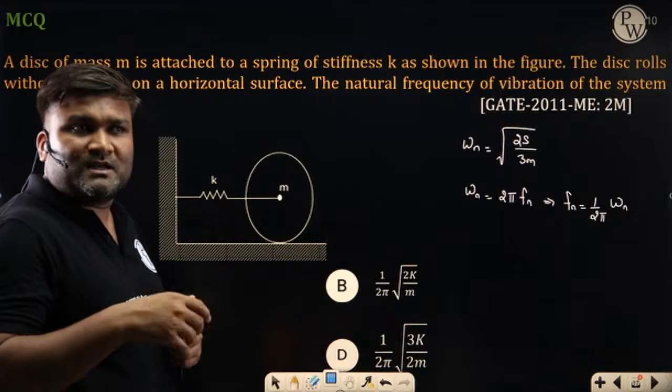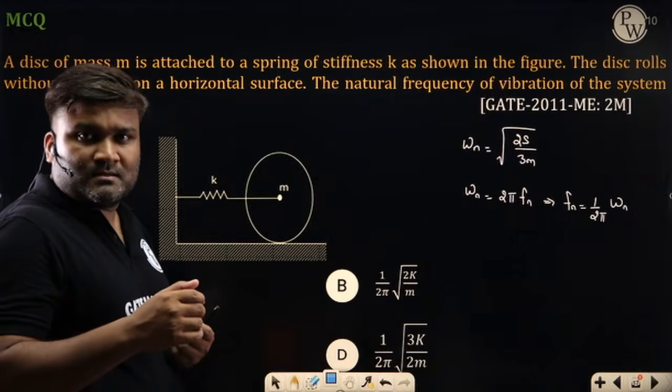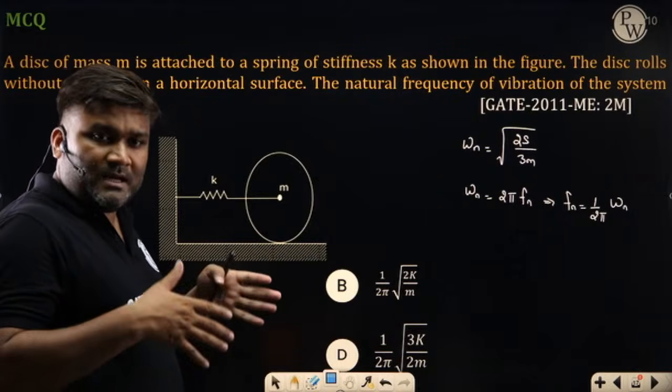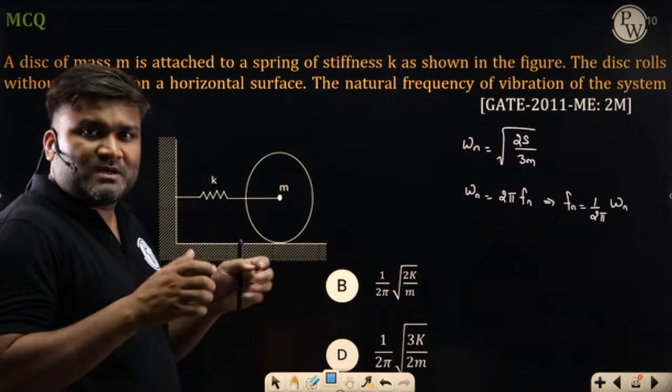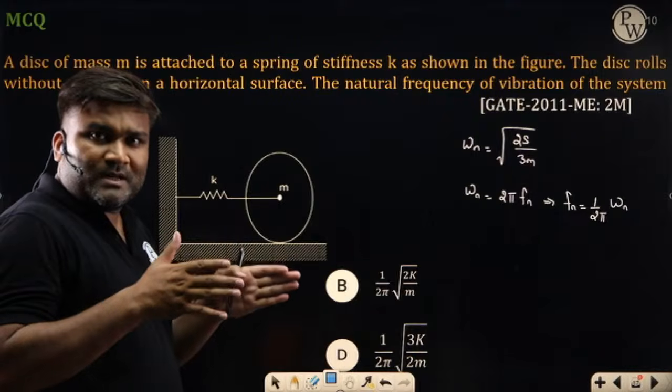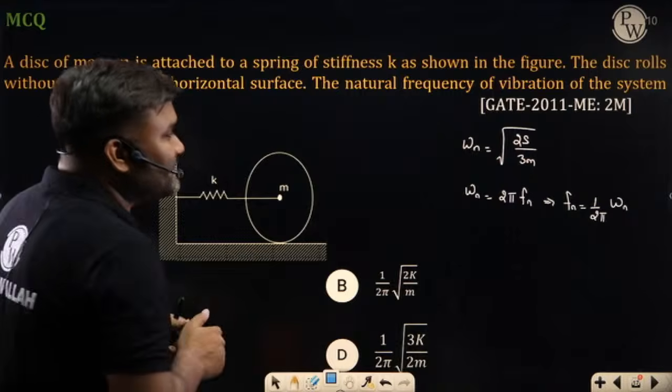Somebody who has studied theory of machines with me for 120 hours, and here I am trying to summarize the entire theory of machines and vibration in just 20-30 hours. So that's the difference. You can feel it.